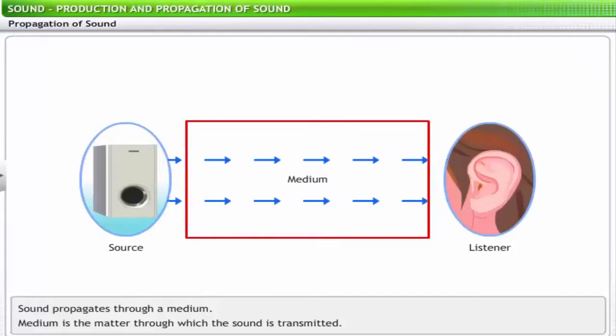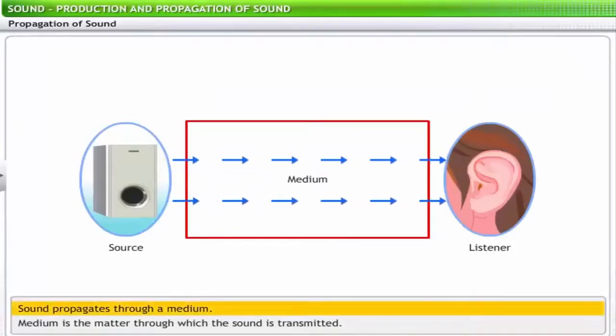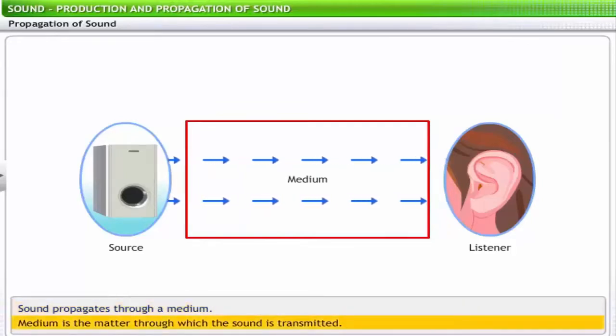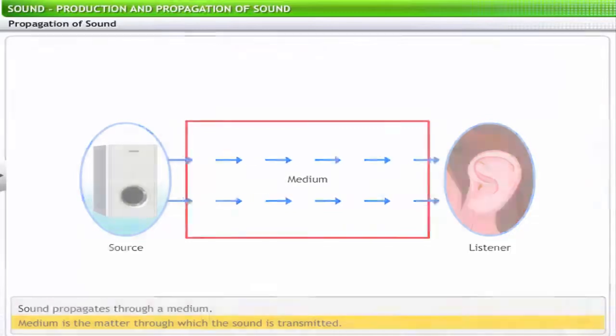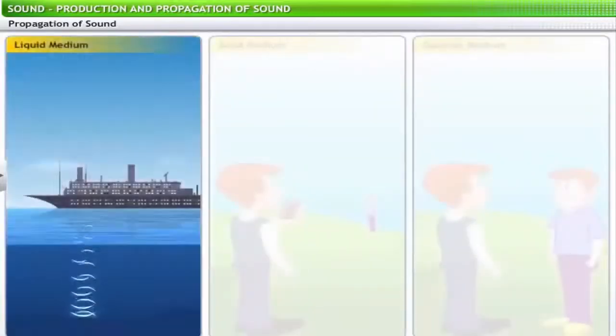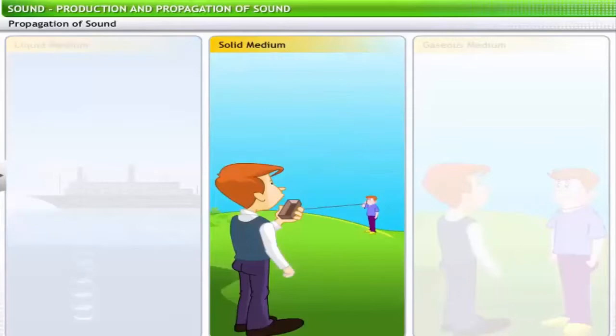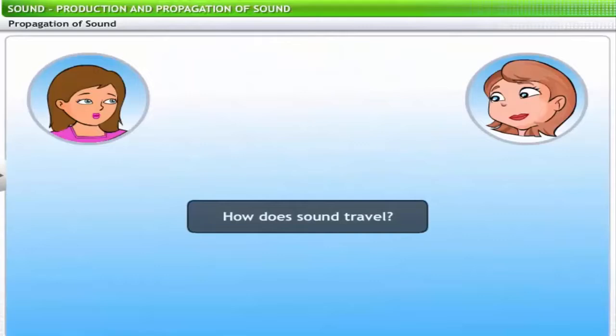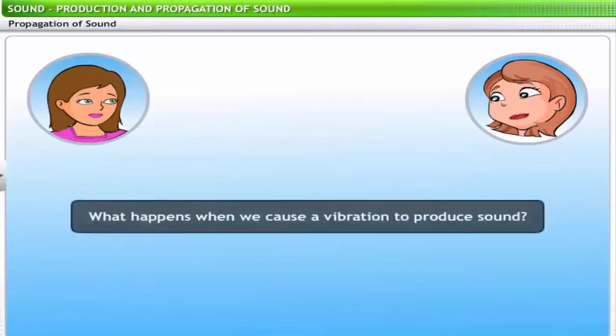To reach your ear, sound needs to propagate from the source to you through a medium. A medium is the matter through which the sound is transmitted. A medium can be liquid, solid, or gas. So how does sound travel? Do the particles in the medium travel from the source to the listener? No, not really. To understand the process of the propagation of sound, let's analyze what happens when we cause a vibration to produce sound.